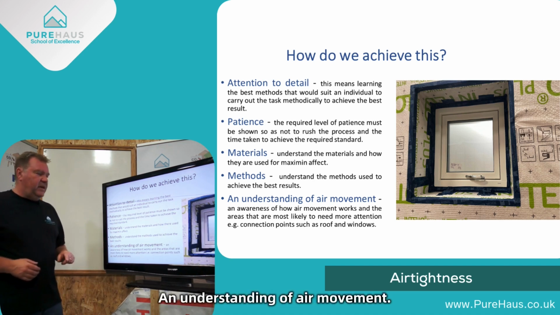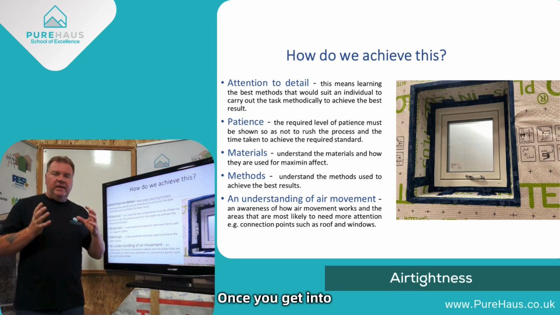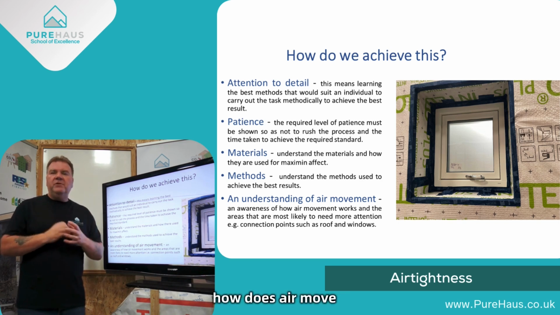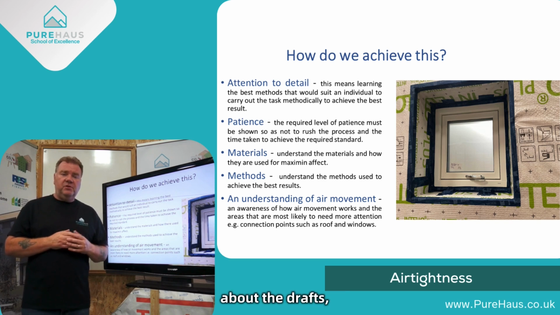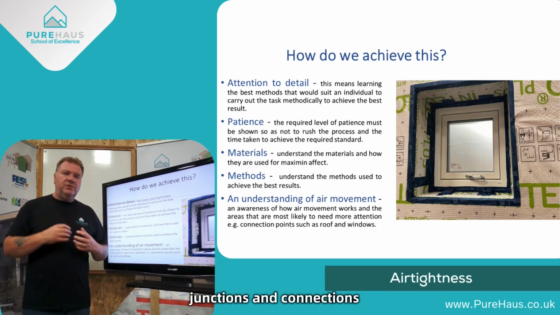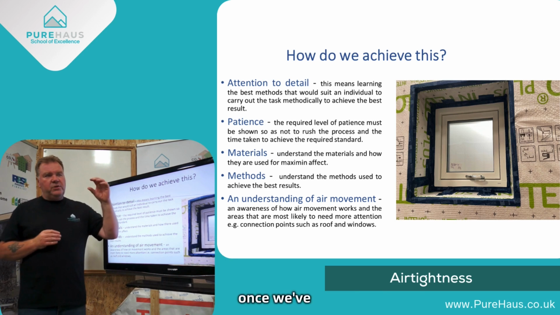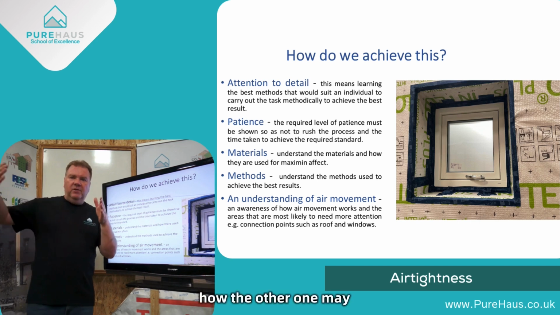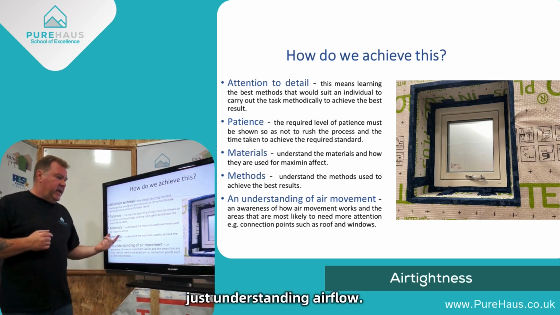An understanding of air movement. Once you get into the train of thought of how does air move in a building, well, we've already spoken about the drafts, potential drafts around windows, doors, junctions and connections in the building. And understanding that once we've taken care of one and we're airtight in one, how the other one may be affected by that. Just understanding airflow.